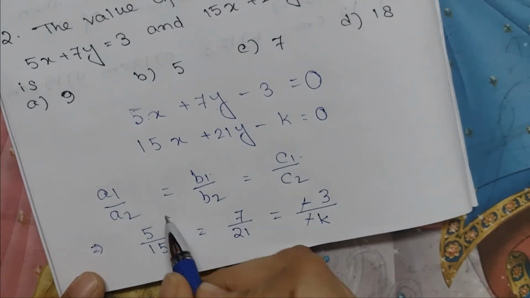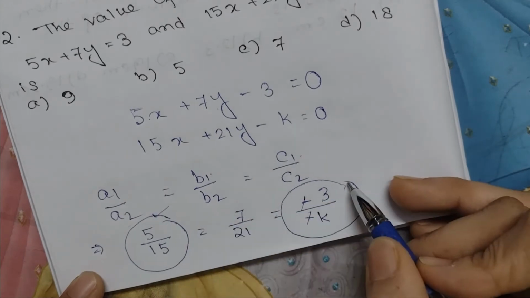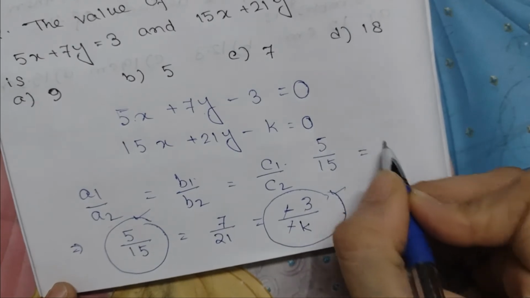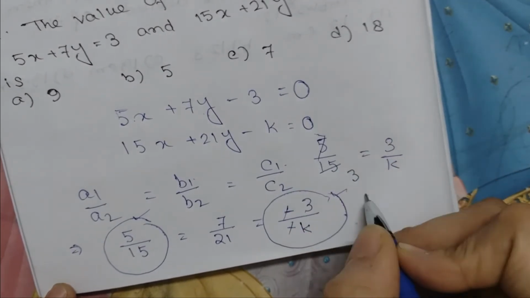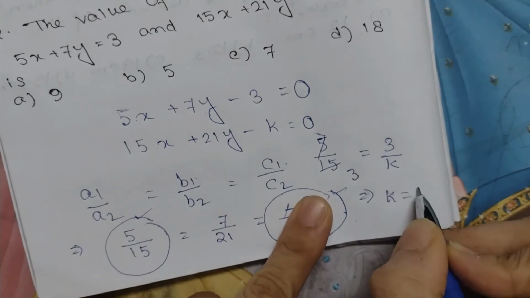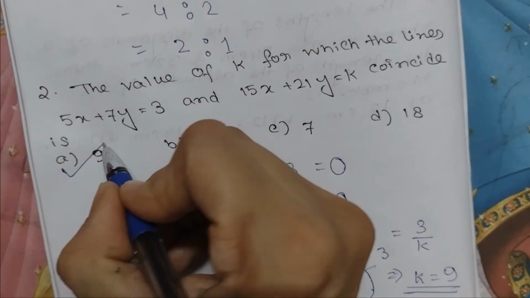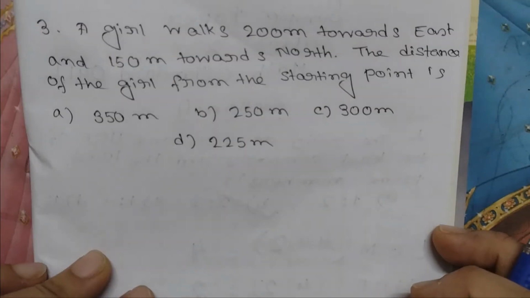Now you can take any one of these equalities. I am taking the first ratio and the third ratio. So we have 5 by 15 is equal to 3 by k. You can cancel by 5, so 1 by 3 is equal to 3 by k. So k is equal to 3 threes are 9. K is 9. Now let's check the options. Yes, the option is A. Come to the third question.